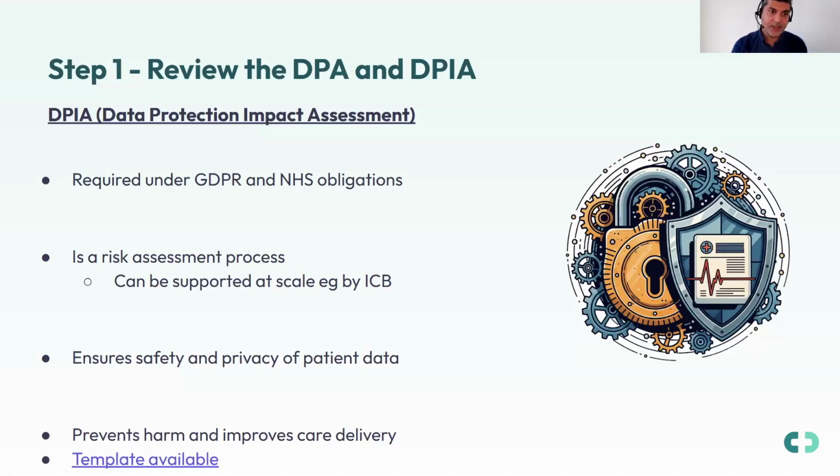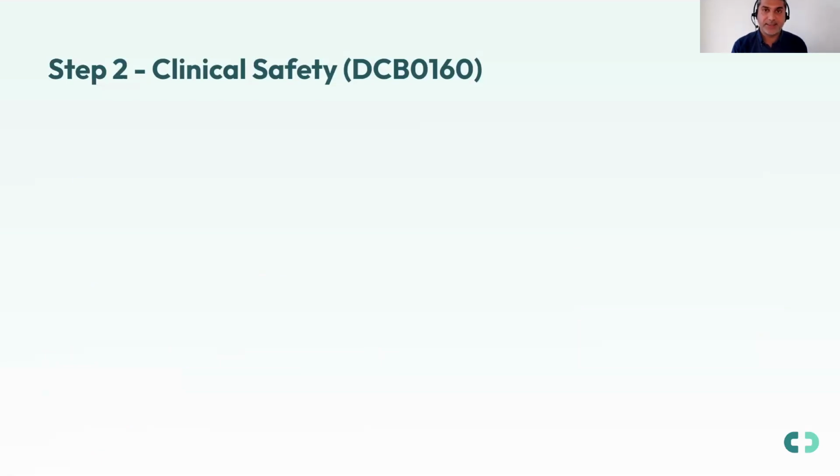What we've done here at Accurx is provide a template, so if you're looking at doing this yourselves or want to review it yourselves, absolutely have a look at the template document. You can amend that to localize it for yourself, and it's also maybe something you want to discuss with your ICB. So that's step 1. Step 2 is clinical safety, and the technical term for this is the DCB 0160.